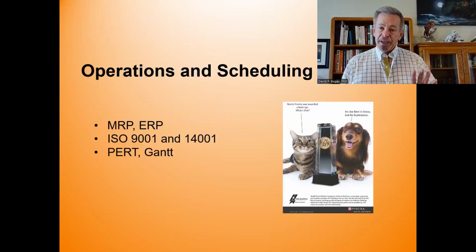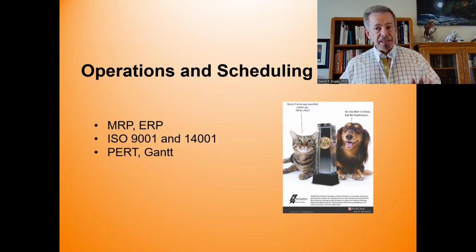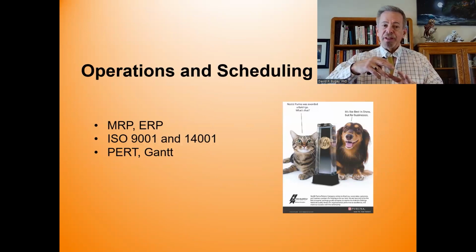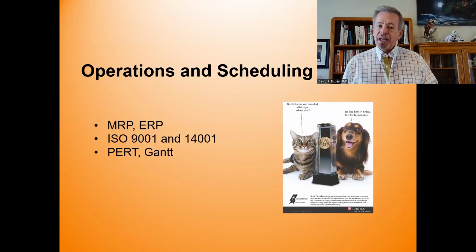So MRP, then ERP has now taken over from MRP. The MRP is working inside of it. Know ISO 9001 and 14000, and what the difference is. Know what a PERT chart is and the Gantt chart.